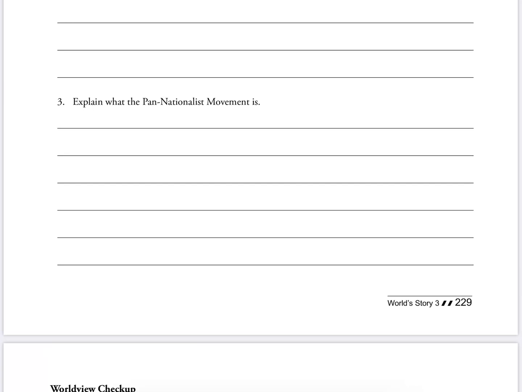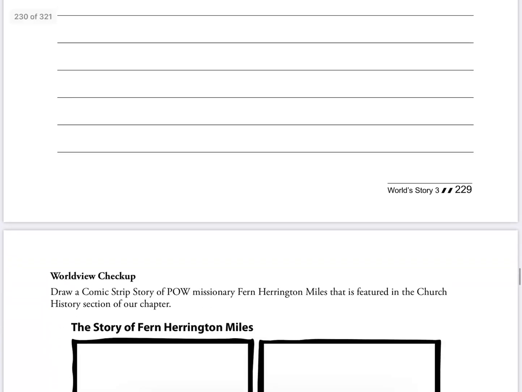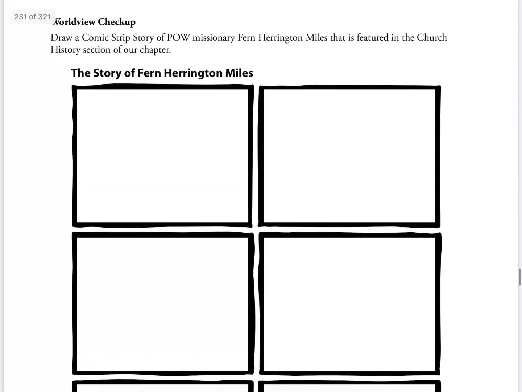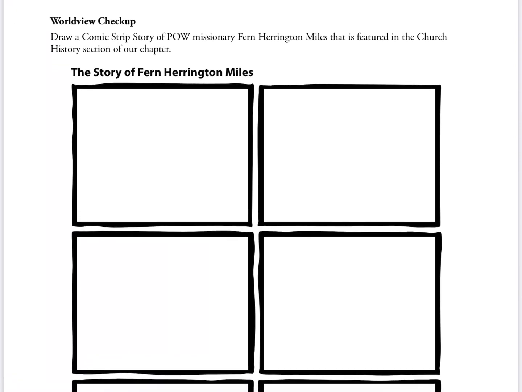And then the pan-nationalist movement. Just find that section in your book out of chapter 25, and whatever paragraph or sentence or 2, you can just copy that down to explain what this movement was. But again, we'll go over that in just a second. You all have done this before as well.